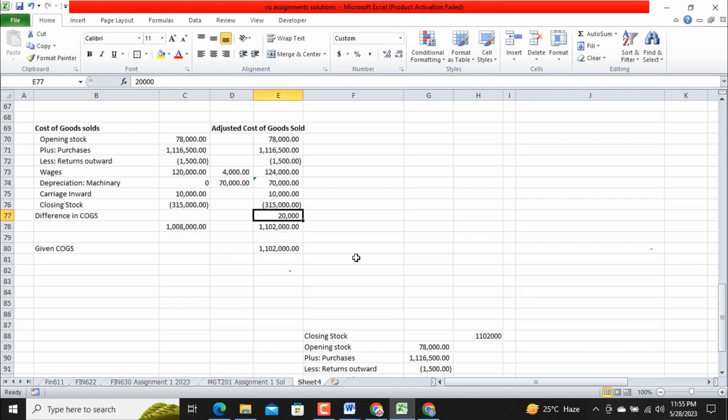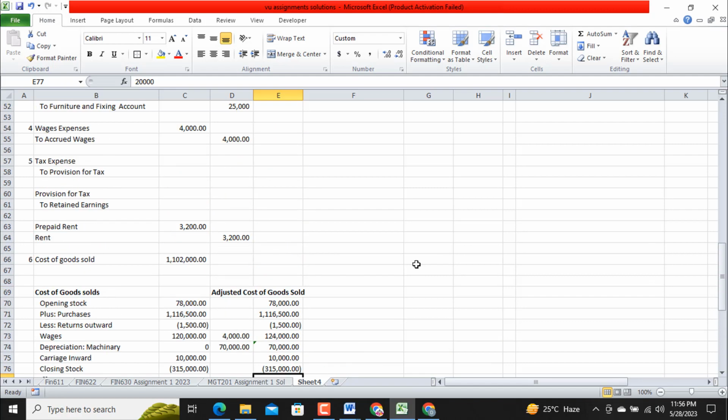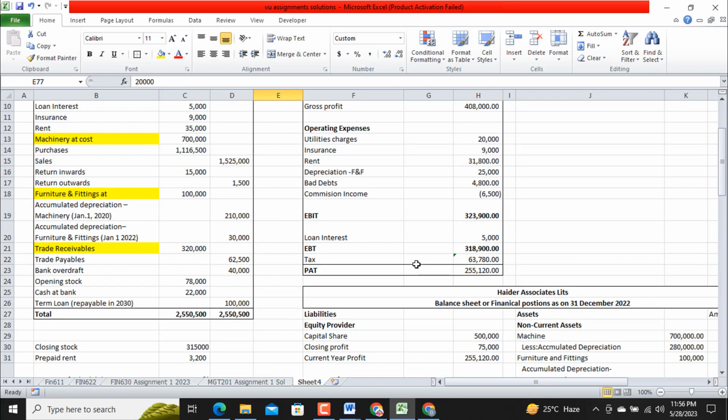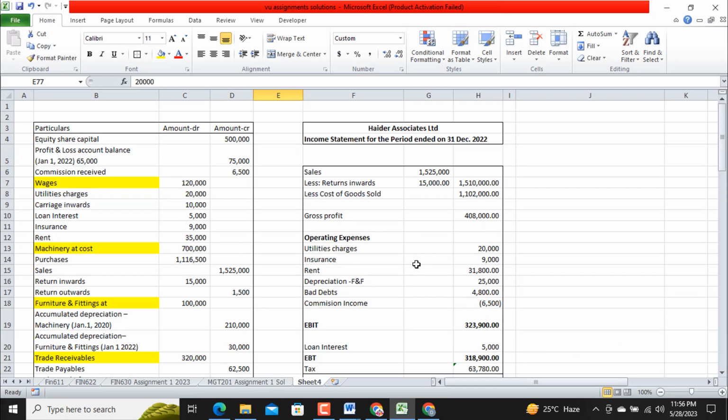Now the turn is to put the values in the relevant accounts in the income statement and balance sheet. So we will get the required income statement, the profit and loss account, and the balance sheet, or statement of financial position, as on 31st December 22. Sales is 1.525 million, less return inwards of 15,000. It is in an inner column. By subtracting 15,000 from 1.525 million, we get 1.510 million in net sales.